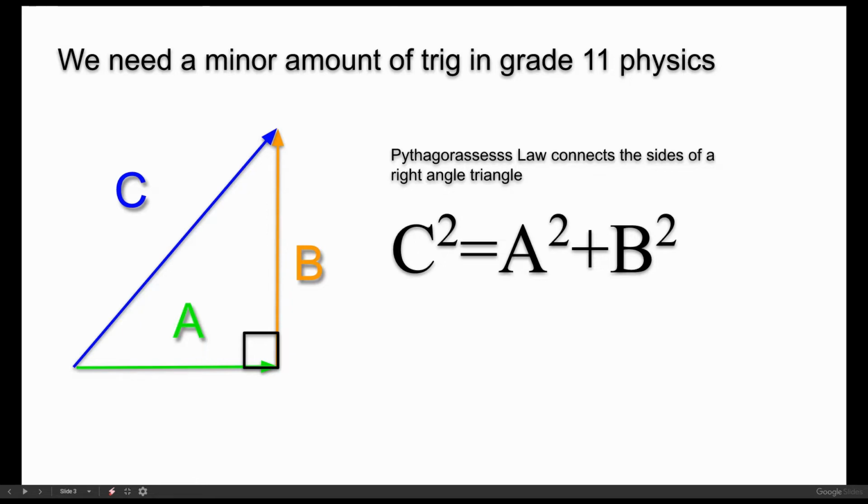The first part of trig you usually know is Pythagoras' law, which connects the sides of a right angle triangle that we label A, B, and C. And you get c squared equals a squared plus b squared. So you can figure out the length of a missing side of a triangle by using this formula and rearrange to solve for whatever letter you want.